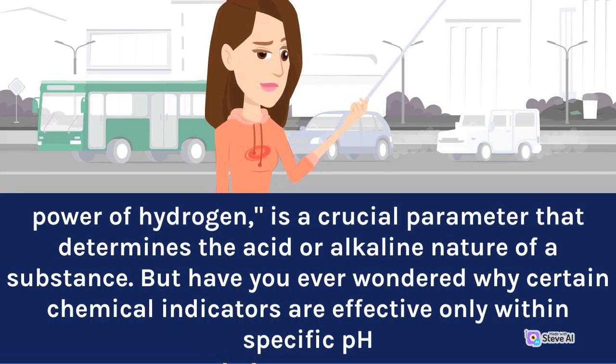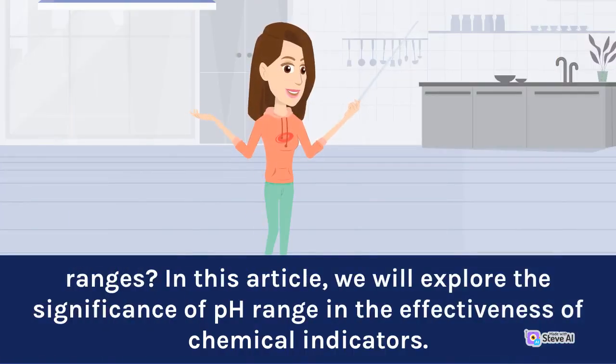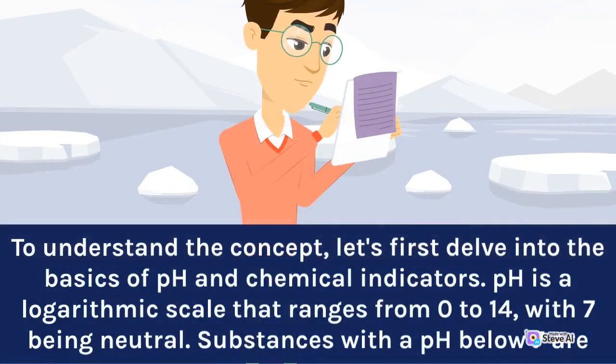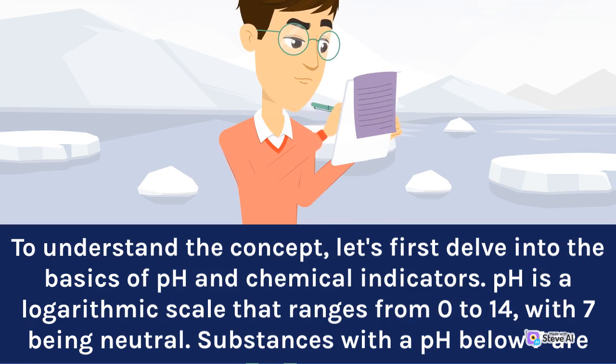But have you ever wondered why certain chemical indicators are effective only within specific pH ranges? In this article, we will explore the significance of pH range in the effectiveness of chemical indicators. To understand the concept, let's first delve into the basics of pH and chemical indicators.